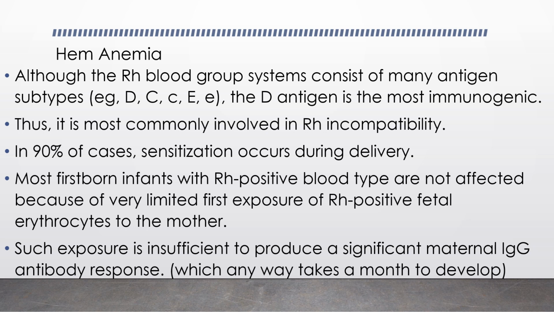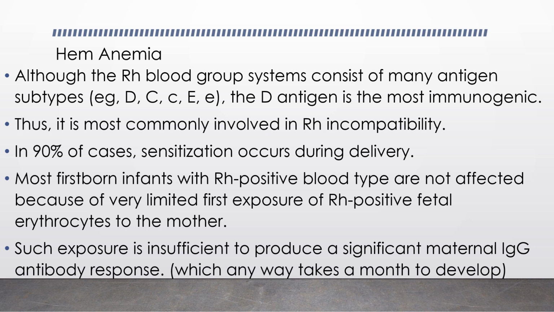Rh blood groups have many subtypes. D antigen is the most immunogenic. They say that D, C, small e, many. There are some 30 types of antigens on the RBCs, but the ABO group is the most important, and then the D subgroup in the rhesus antigen is most important.